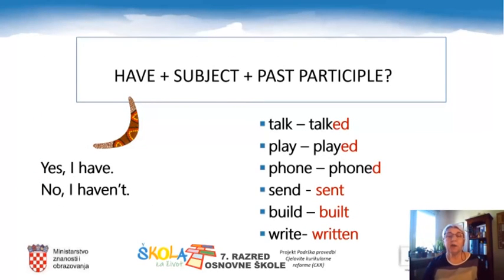We have learned about the present perfect, to talk about our experience, what we have done, and today we are focusing on how to ask and how to answer questions. The form of the question is have plus subject plus past participle, and I'm asking, have you talked to your granny today? Have you played any video games? Have you phoned your best friend?